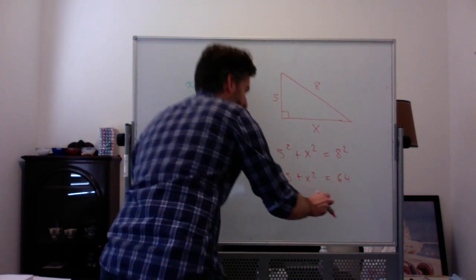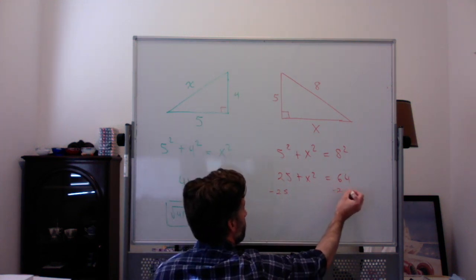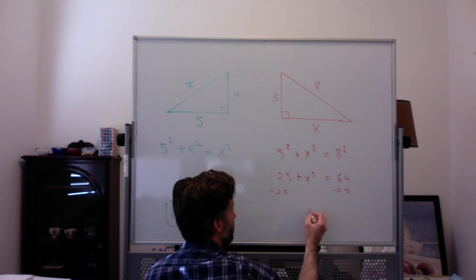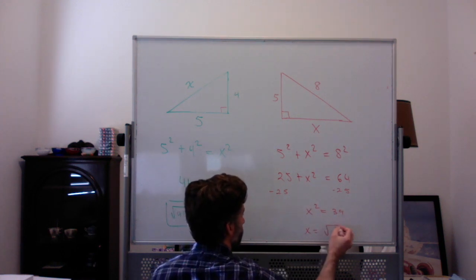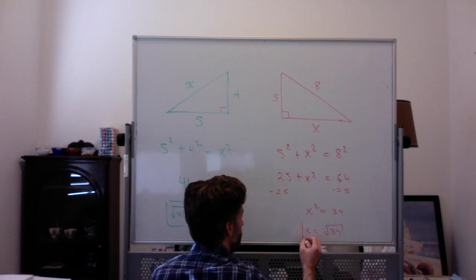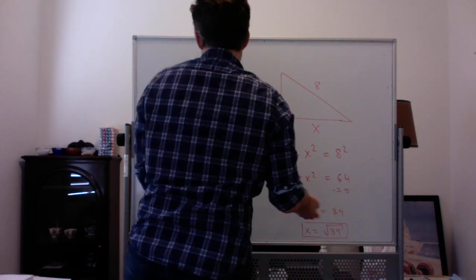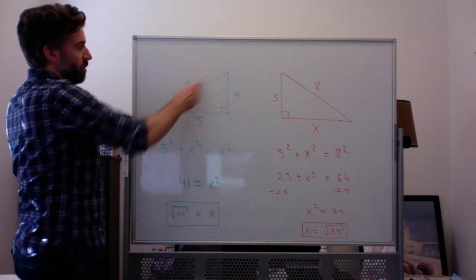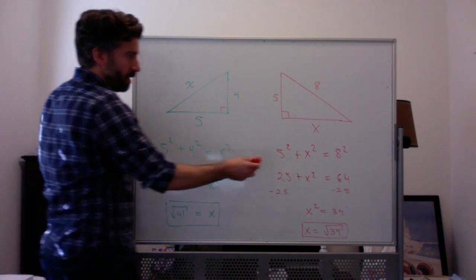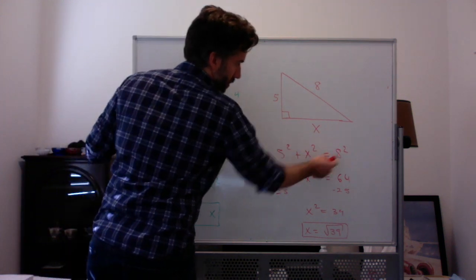Solving for x squared, 64 minus 25 is going to be 39. So x squared equals 39. x is equal to the square root of 39. We don't worry about the negative square root of 39 because this is a length, it should be positive. So if the missing side is the hypotenuse, that goes by itself. If the missing side is one of the legs, that goes with the other leg, and the hypotenuse goes by itself.